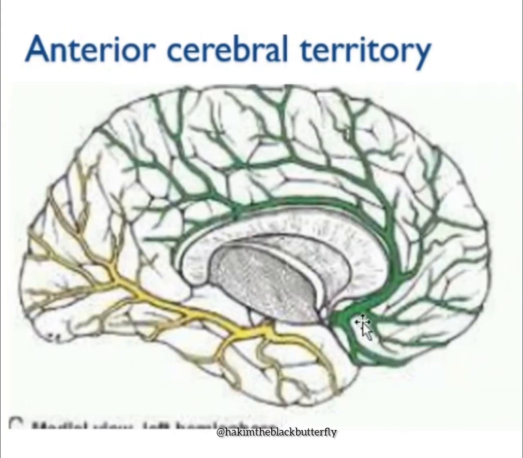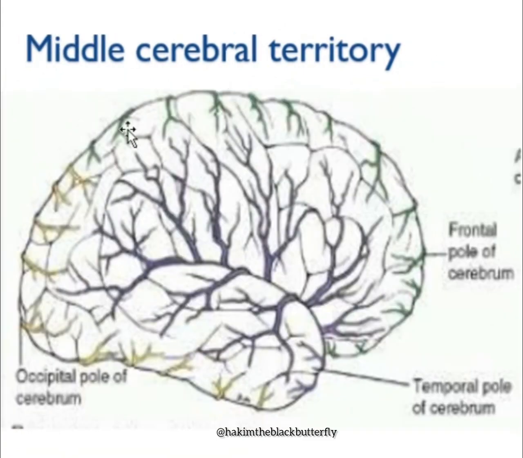After it has supplied the medial aspect of the frontal lobe and the parietal lobe, it sends spillover branches which are going to supply a narrow strip on the superior aspect of the lateral aspect of the hemisphere. These are the branches of the anterior cerebral arteries which are spilling over.